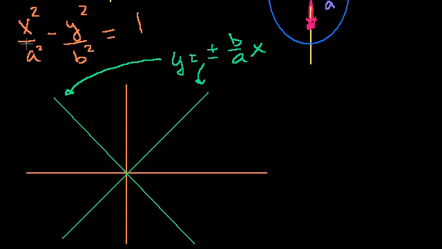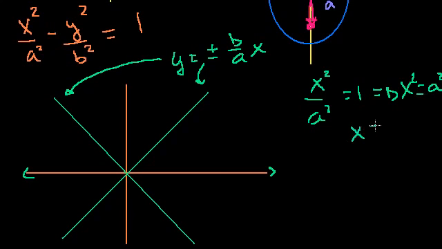The other option is you say, OK, can x or y equal 0? Well, if y is equal to 0, that puts us along the x-axis, right? So you get x squared over a squared is equal to 1, which means that x squared is equal to a squared, which means that x is equal to plus or minus a. So the point a comma 0 and the point minus a comma 0 are both on this hyperbola.